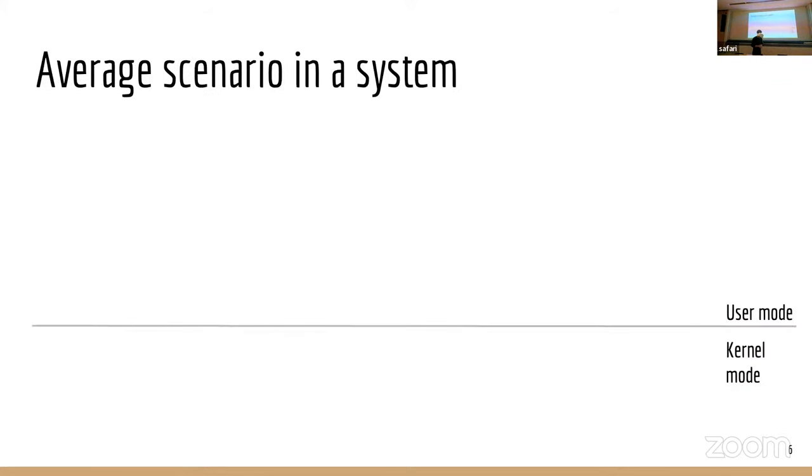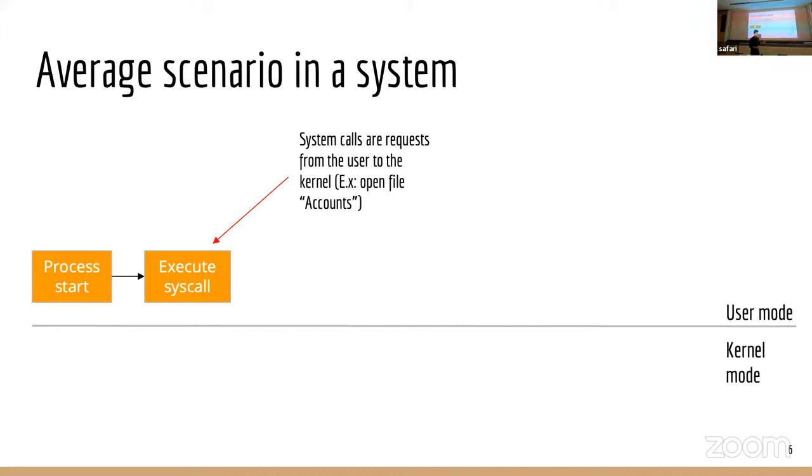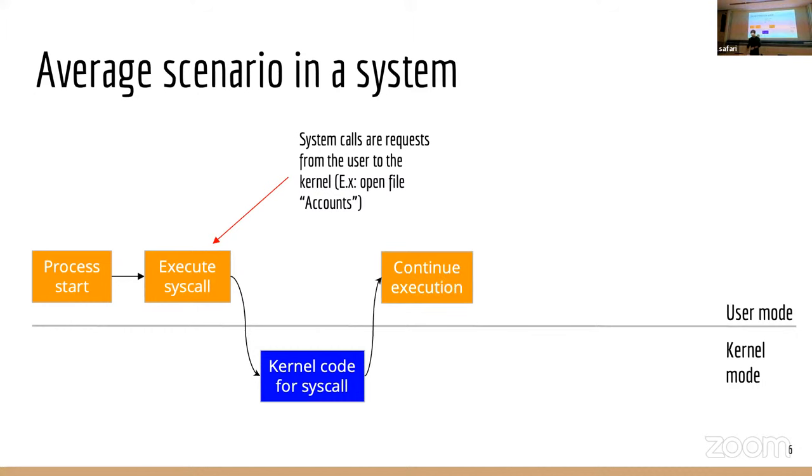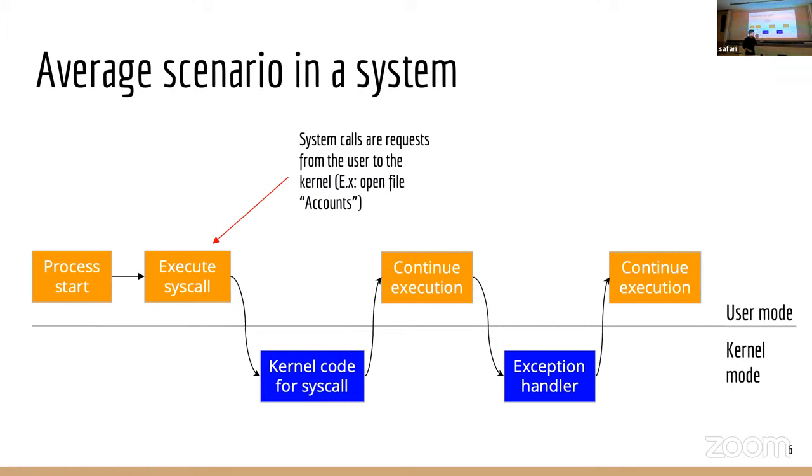So now that we've seen these two main properties, we can imagine an average scenario in a system. A process starts, it executes a system call, which is just a request from the user to the kernel. As a small example, you can think of opening a file in Excel. Then the kernel code services the system call, and then afterwards the user can continue executing. And during this execution, as we mentioned, we can fall into exceptions, which we promptly switch into kernel mode to handle, and then afterwards we can continue executing. And as you can see from this diagram, the user isn't very involved in basically anything. Everything gets handled by the kernel through these arrows to the kernel mode, which is just the switching into kernel mode.